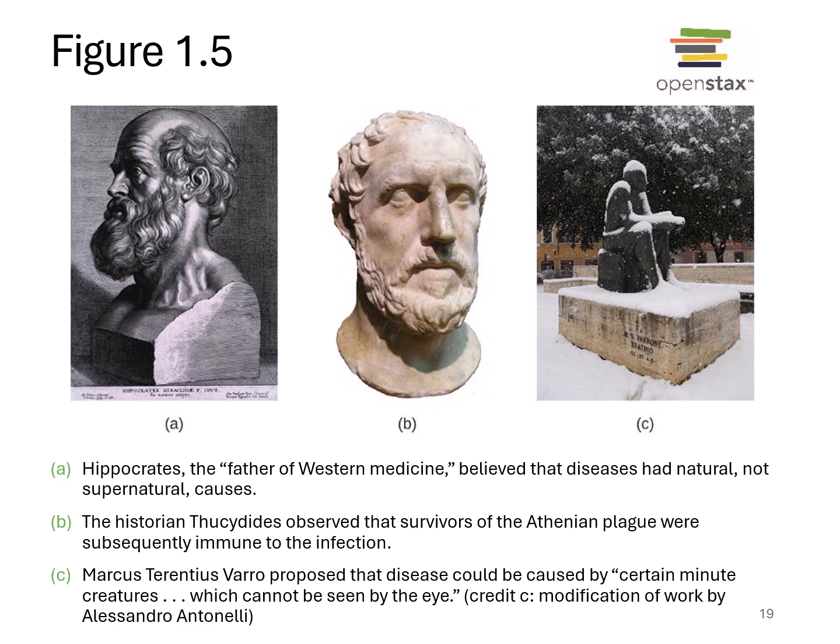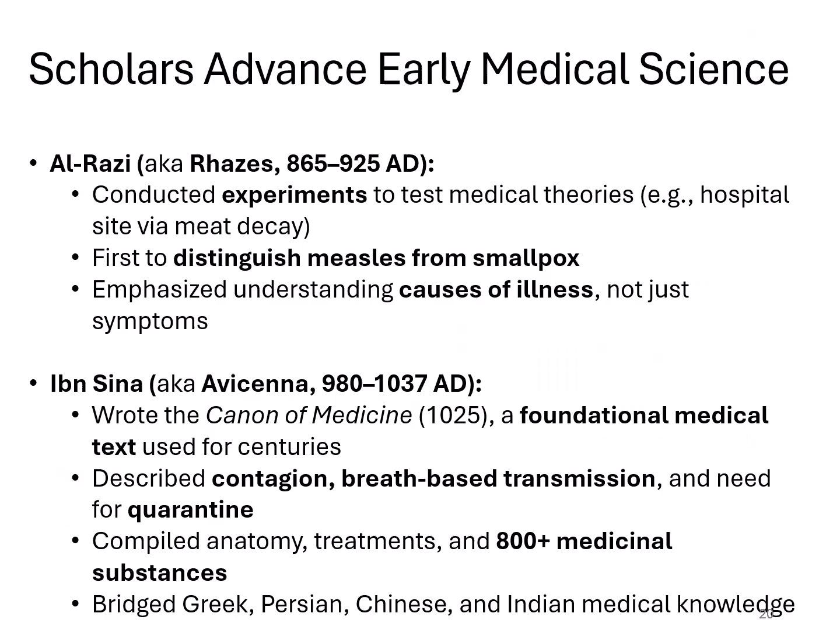On the right is Varro again, and he is the one that noted that there were tiny creatures that could float in the air and enter the body through the mouth and nose to cause serious illnesses. We have two additional scholars in medicine here, including Al-Razi, who conducted experiments to test his theory, so kind of like the early scientific method.